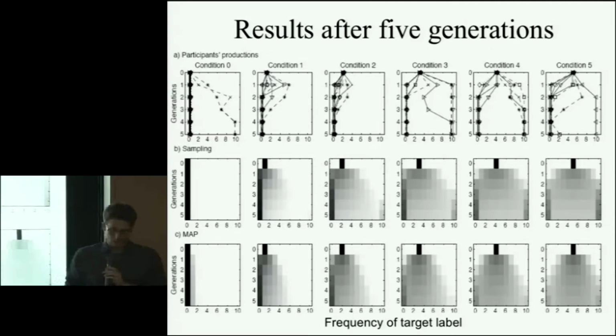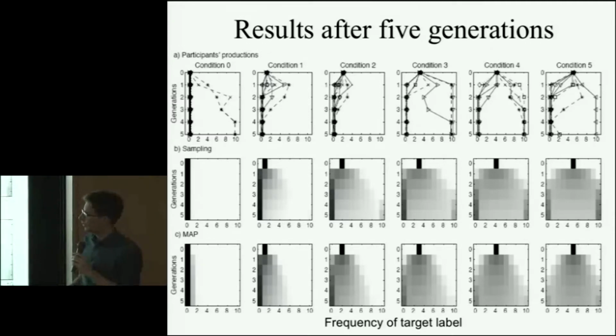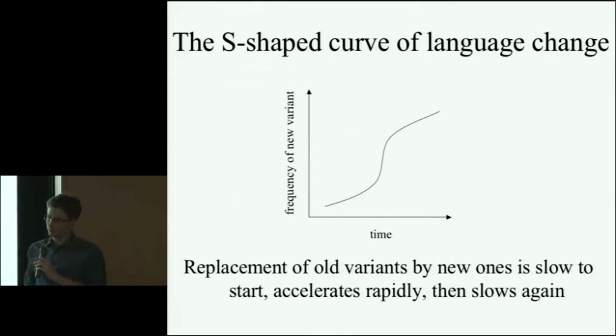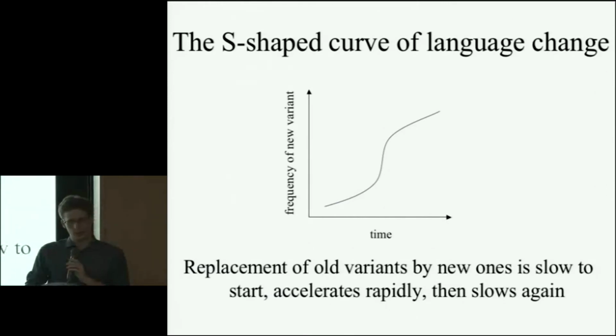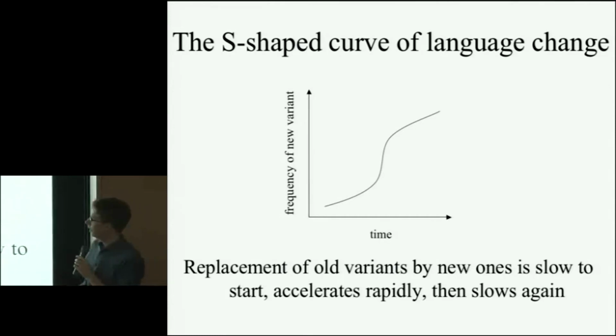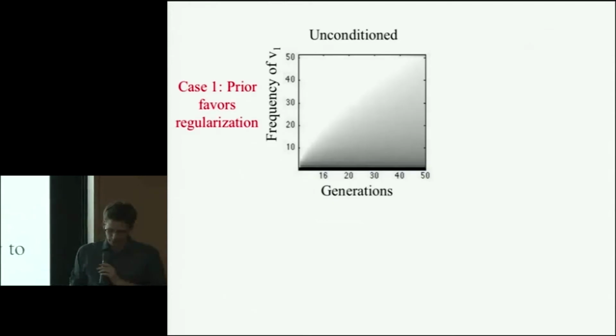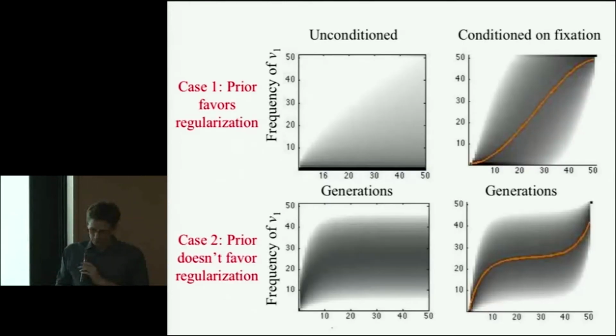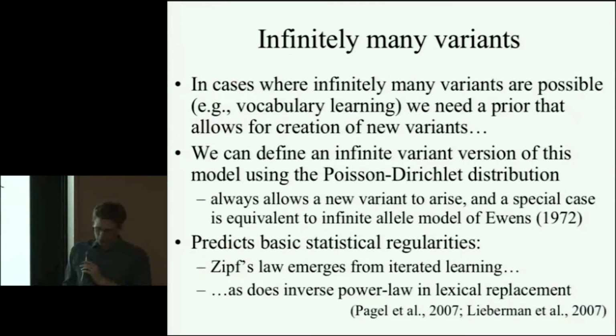We've used the same model that we tested out in the lab and looked at what sort of large-scale properties it has when you think about applying this in the context of language evolution more generally. You can show that, for example, this kind of model produces an S-shaped curve of language change. So basically this kind of accelerating rate of replacement and a deceleration in the rate of replacement over time. I'm not going to go through the details here for the sake of time, but basically this phenomenon only emerges if you have a prior that favors regularization of the model, consistent with what we found in the lab. You can also define a version of this model which has infinitely many variants.